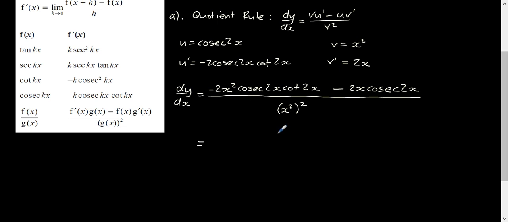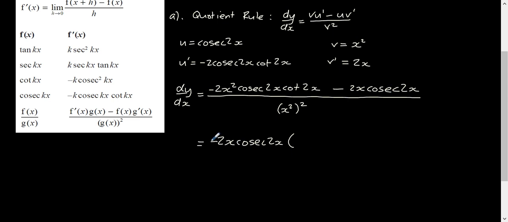So let's have a look at this numerator. We're looking for some highest common factors. Well, I can see that minus 2 is a common factor in both of these terms. I can see that x is a common factor in both of these terms. I can see that cosec 2x is a common factor in both of these terms. So let's put all of those as the highest common factor. So we had minus 2, we had x, and we had cosec 2x. Okay, those are the things that are common to both terms on the numerator.